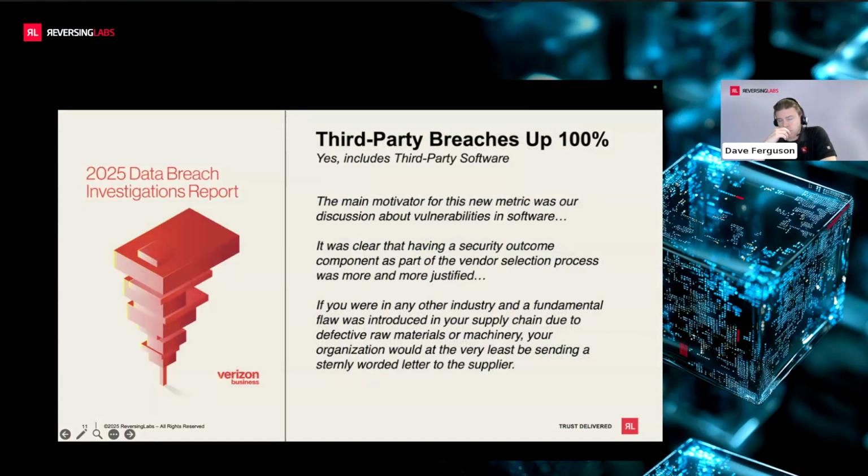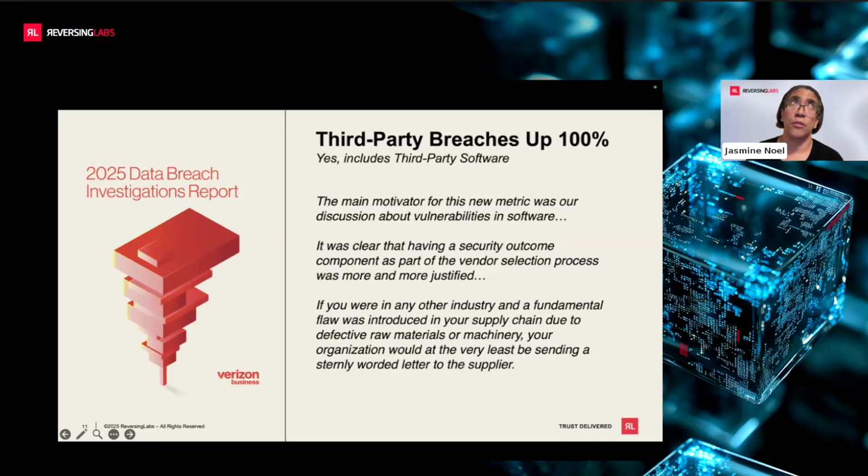Okay. So again, a little bit more about why this matters. The annual Verizon Data Breach Investigations Report came out a little earlier this year. One of the big headlines is that third-party breaches are up 100% over last year. They only added this category last year, based on some of the data that we provided them. It forced them to rethink how they think about third-party software.